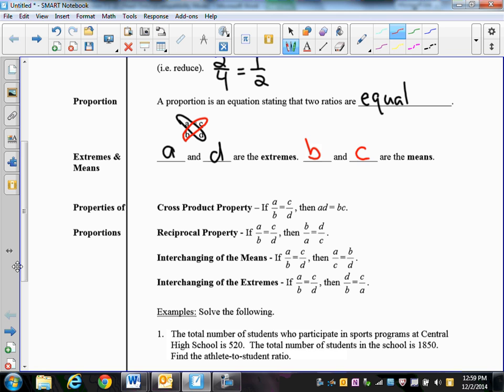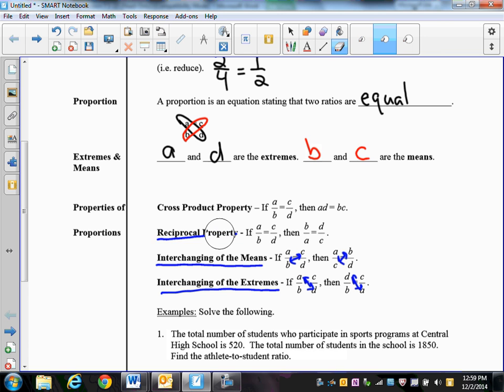The only reason why extremes and means are important, at least for the sake of this unit, is because we have these properties of ratios where we can switch the means, the interchanging of means. So if you take a look here, B and C are moved around, and we can also change the extremes, so A and D are moved around. The ones that are more important are the reciprocal property and the cross product property.